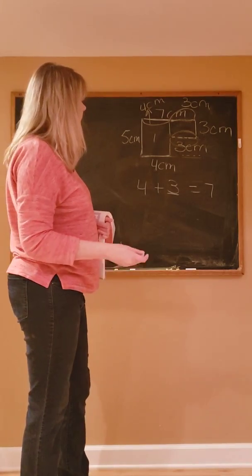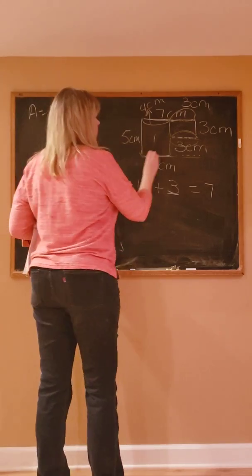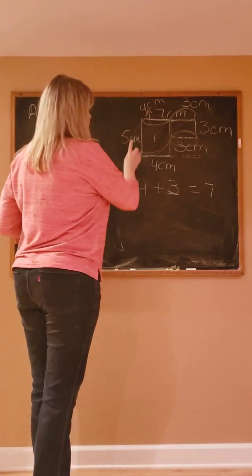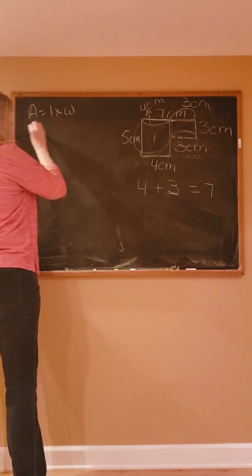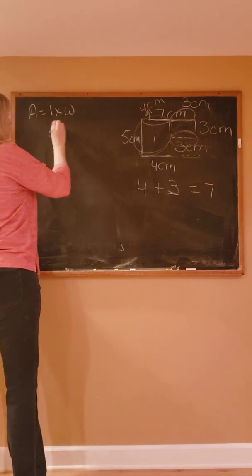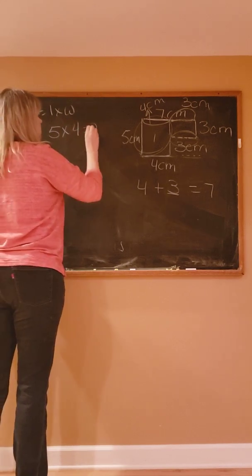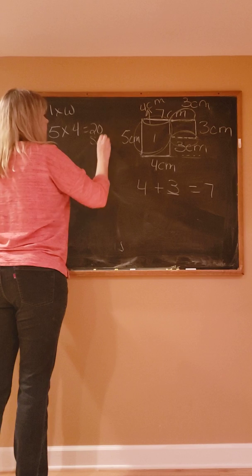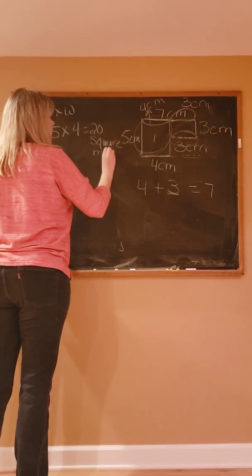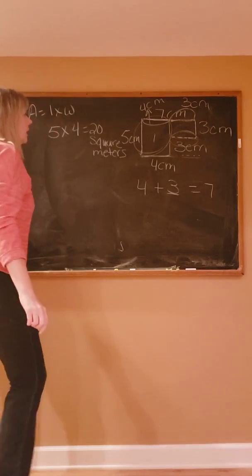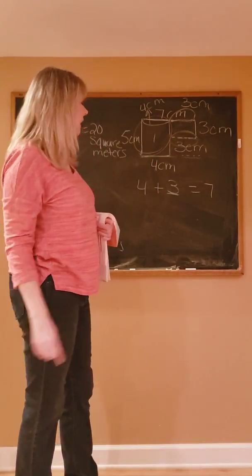All right, so rectangle 1. I'm going to circle my rectangle here. I'm going to use my formula. I'm going to plug in my numbers. 5 times 4 equals 20 square centimeters. Remember, we're doing area, so we have to put it in square centimeters, okay? I just simply found the area of my first rectangle.